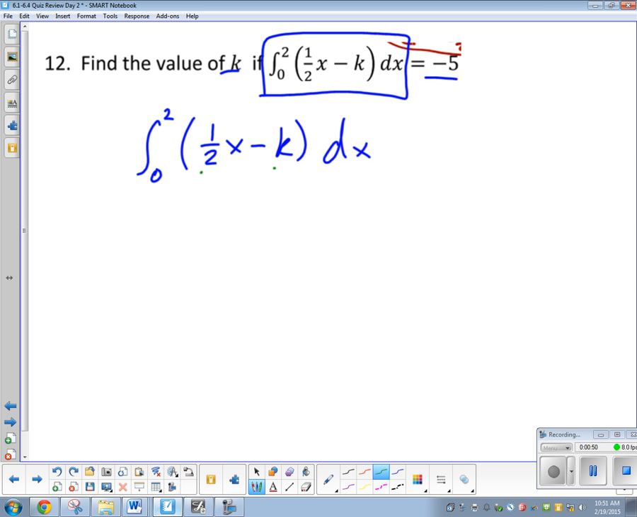So 1/2 x, I'm going to increase the exponent by 1. So now it's going to be x squared. What else do I do? Divide by 2. So it's 1/2 divided by 2. It's now going to be 1/4. Okay? I increased by 1 and then divided by 2. So it became 1/4.